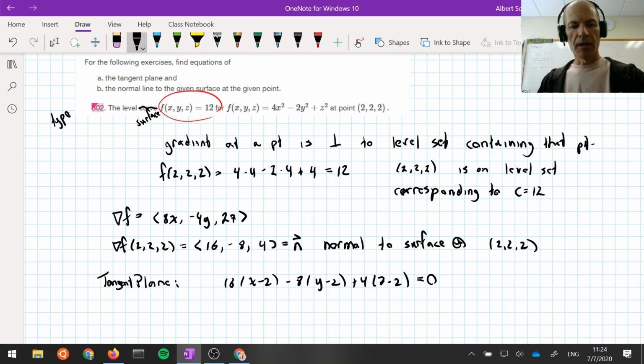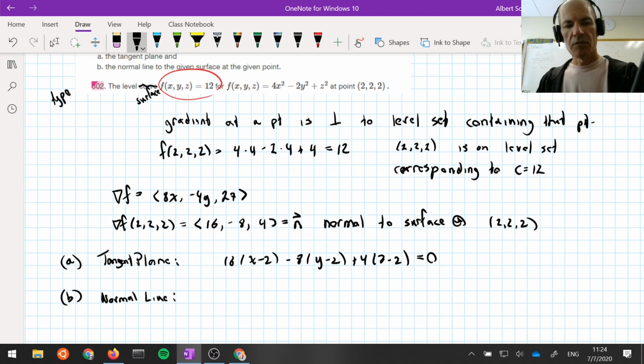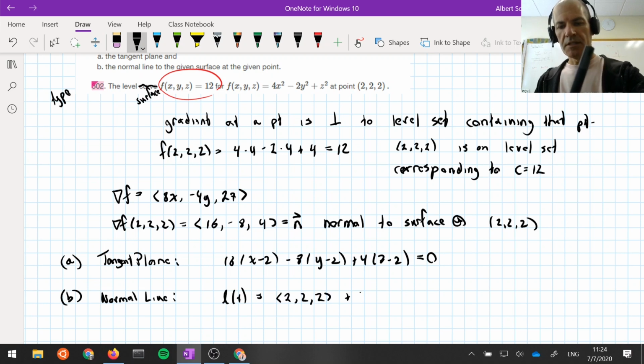What if we want the normal line? We have the information we need there as well because we have a vector that points in the normal direction and we have a point on the plane. So the normal line at this point is simply, in parametric form, the point that it passes through, 2, 2, 2, plus t times the normal direction, 16, minus 8, and 4.